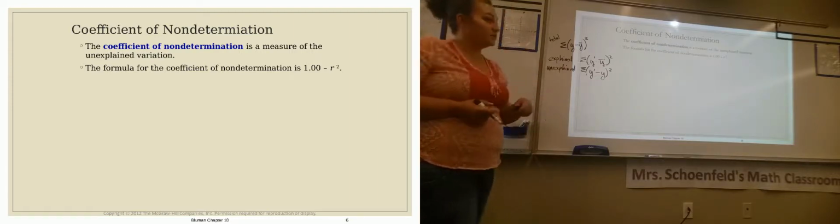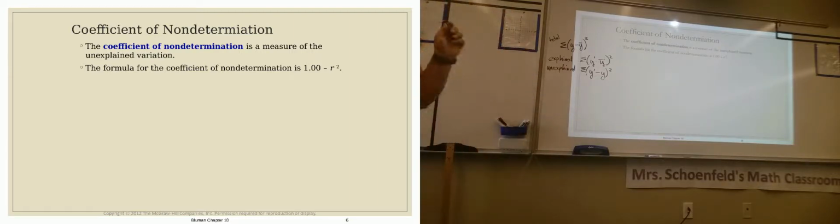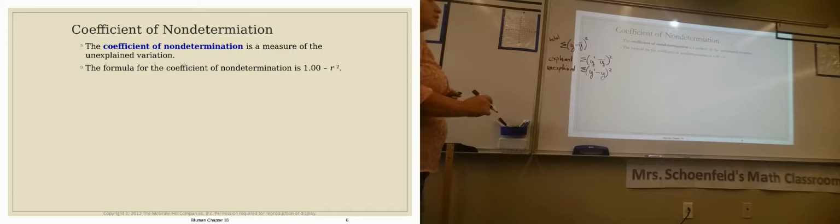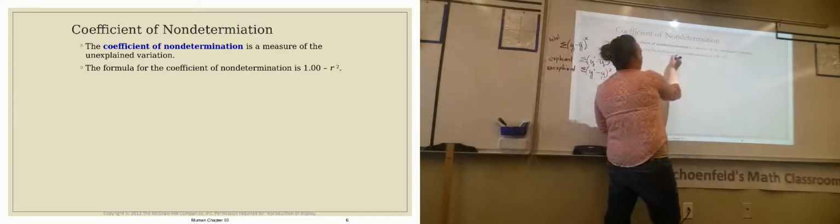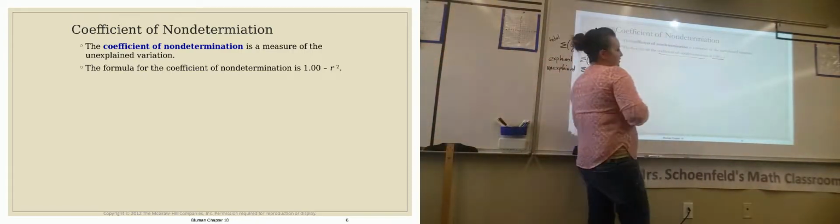The coefficient of non-determination is a measure of the unexplained variation. The formula for the coefficient of non-determination is 1 minus r squared. And I think that's it on that one. So the coefficient of non-determination is 1 minus r squared.